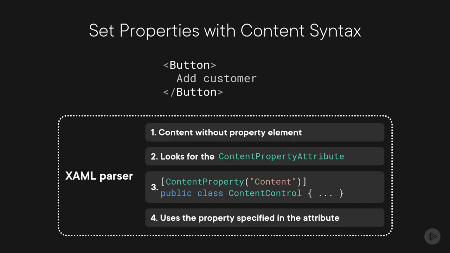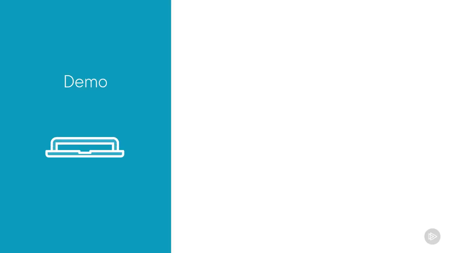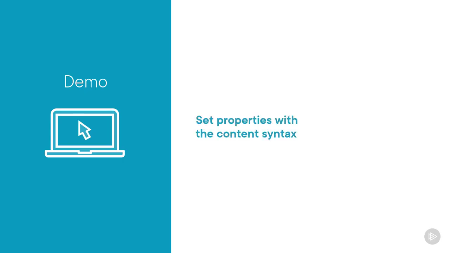In the last step, the XAML parser uses the property specified in the content property attribute and assigns the value. That means in this case of the button, it assigns the value @customer to the button's content property. So this is how the content syntax works, and it is used quite often in XAML. Actually, content syntax is always used when you put content in an object element without property element. Let me show you now in a demonstration that you set already properties with the content syntax in our code.